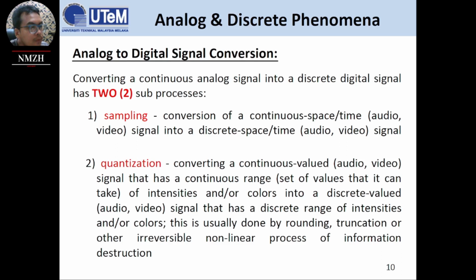Okay, so these are the main or core things that happen in converting from analog to discrete, sorry, digital. There are two. One is sampling, the conversion of continuous space or time. Remember, the keyword here is continuous space and time.